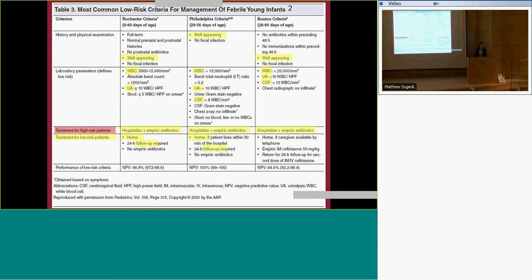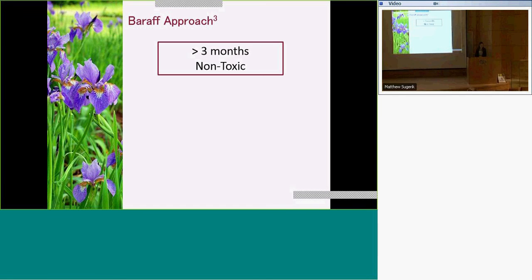That was easy. Low-risk patients, you get to go home, provided that you can follow up with someone. In Boston, they give you ceftriaxone, kick you out, but ask that you come back to get a second dose of ceftriaxone. And they have really nice negative predictive value. So this is just a guideline for if you have a well-appearing kid, what are various institutions' recommendations.